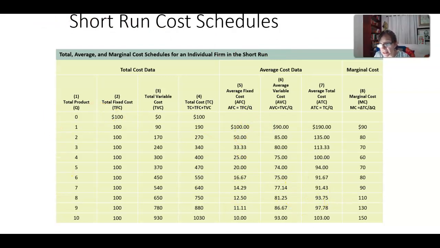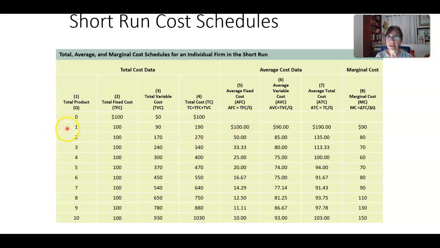Okay, you will note that we have here our total cost data that we saw previously, right here. But now in these next columns, we have taken these numbers and divided them by the output to get our average data. So here we have average fixed cost. Average fixed cost equals total fixed cost divided by quantity. So here's your total fixed cost, and we're going to divide it by the number of units being produced. So 100 divided by 0, that doesn't count, right? So you just put nothing there. You can put a line there.